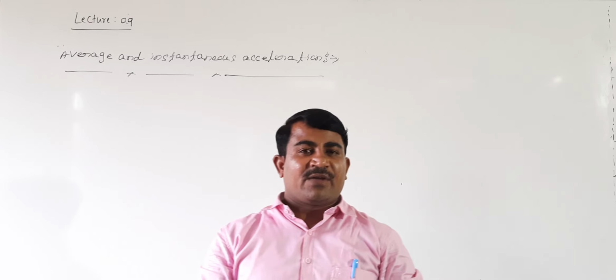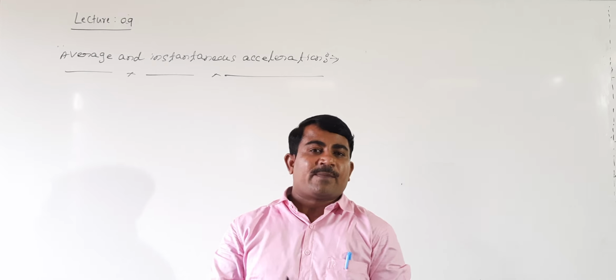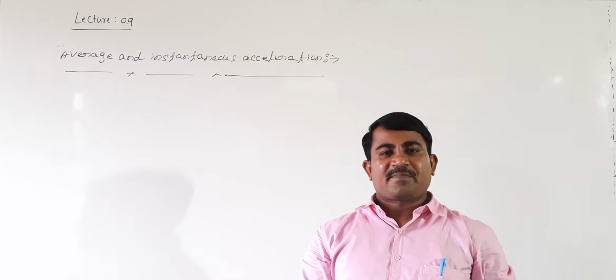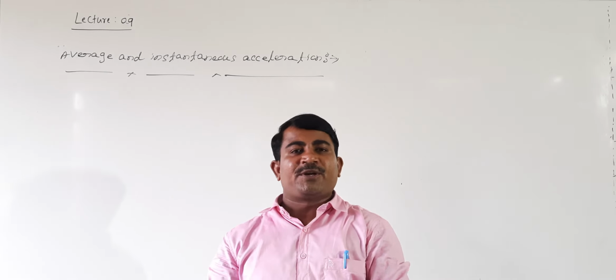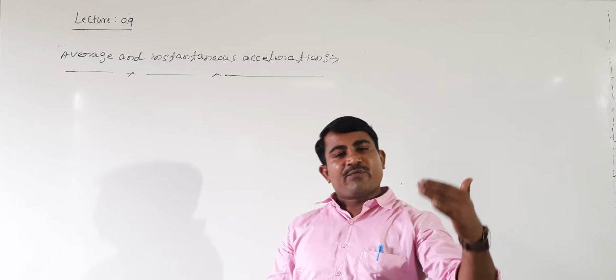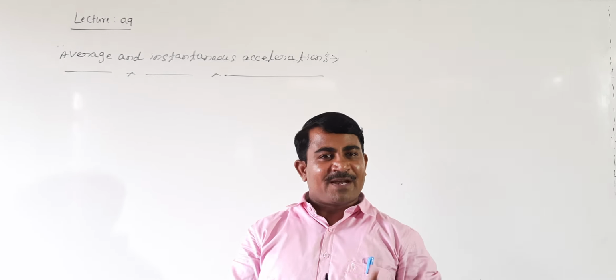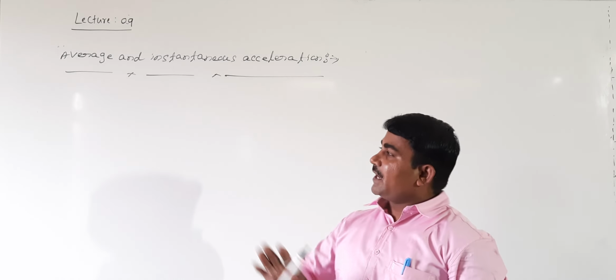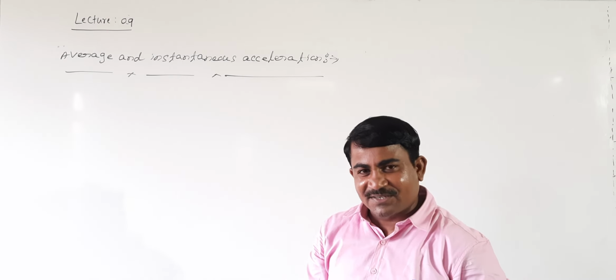Average acceleration you can define as the ratio of a change in velocity divided by total time taken. Average acceleration means the ratio of a change in velocity of the body to total time taken. Already we defined average velocity, average speed, and instantaneous velocity. In the same way you can now define average acceleration. How to take the average acceleration here?